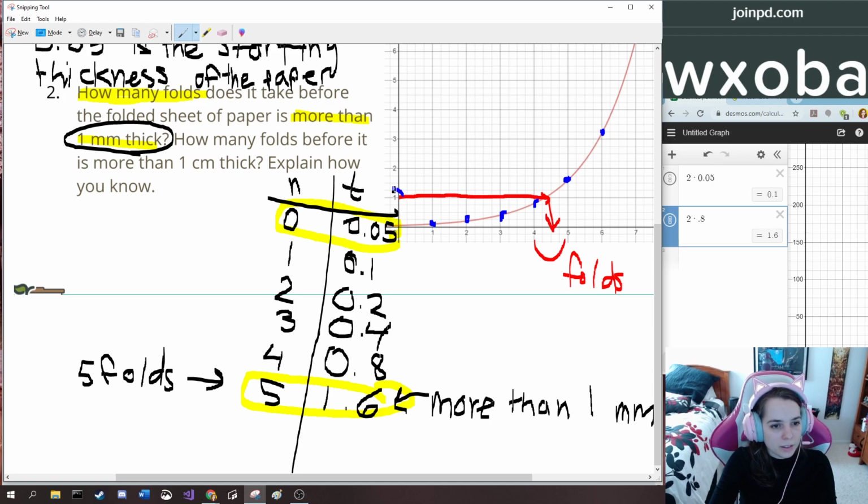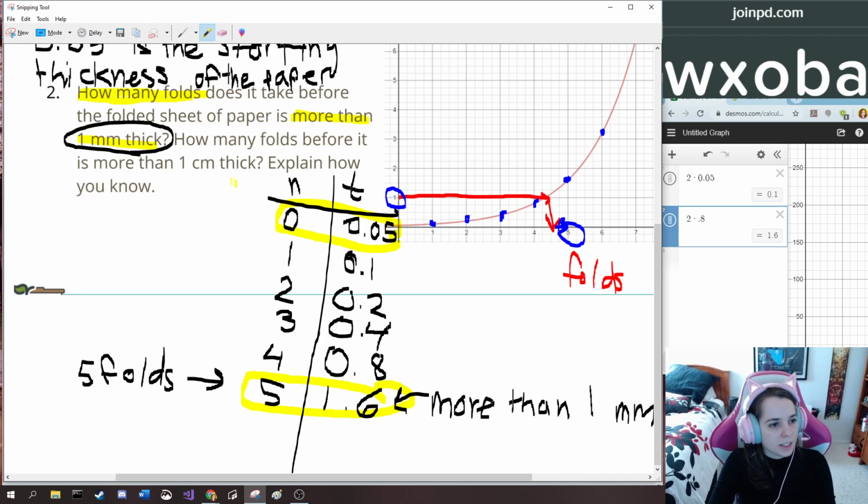So when I go here to find the 1 milliliter, I go down, I see it's in between 4 and 5. So you would have to round up, and the answer would be 5 folds. Okay? So using the data table, you would go down and you would see when this is more than 1. Using the graph, you would start at the 1 and then go down.